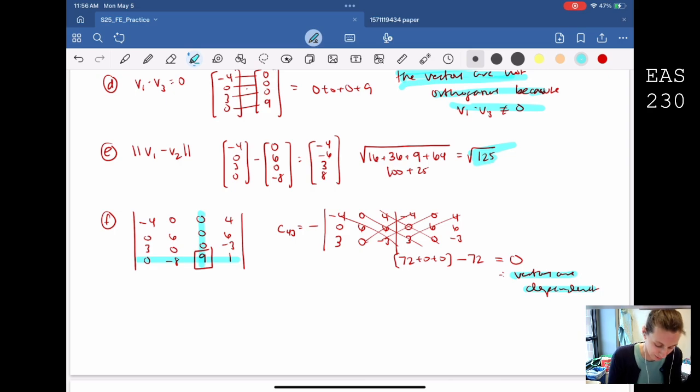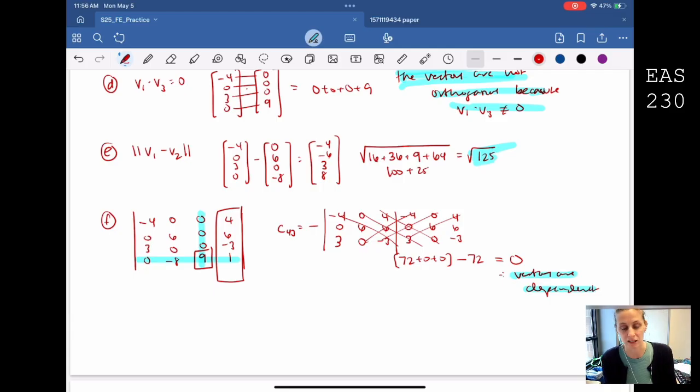which you can see in order to get this column here, you can see I literally more or less add the other columns together in some capacity. Okay, so they're linearly dependent because my determinant is 0.